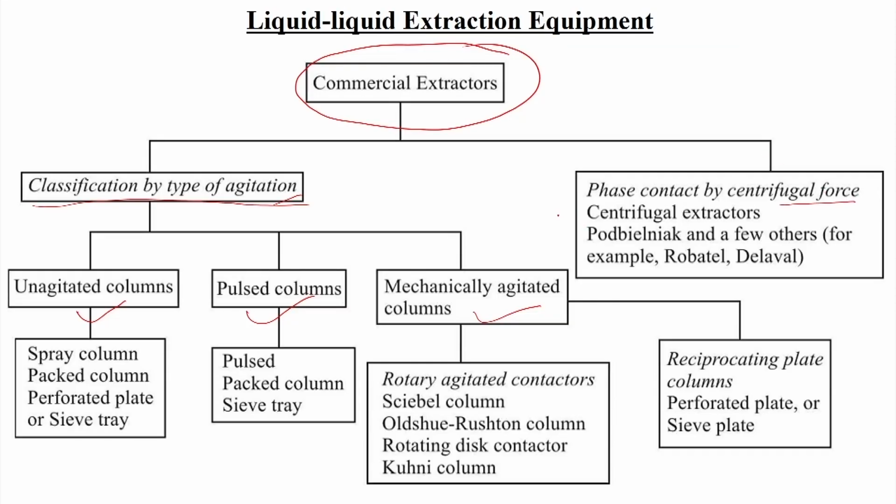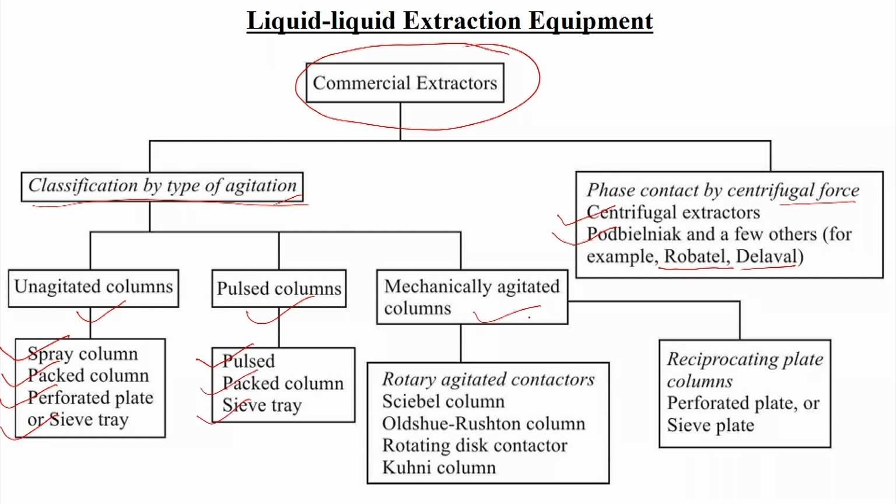Then we have the centrifugal contactors, then Podbielniak and a few others also, like Robatel, then Delaval. These are the different names of the extraction units. Then for unagitated columns, there are spray column, then packed column, then perforated plate or sieve trays. Based on pulsed agitation, one is the pulsed packed column and the sieve tray also is there.